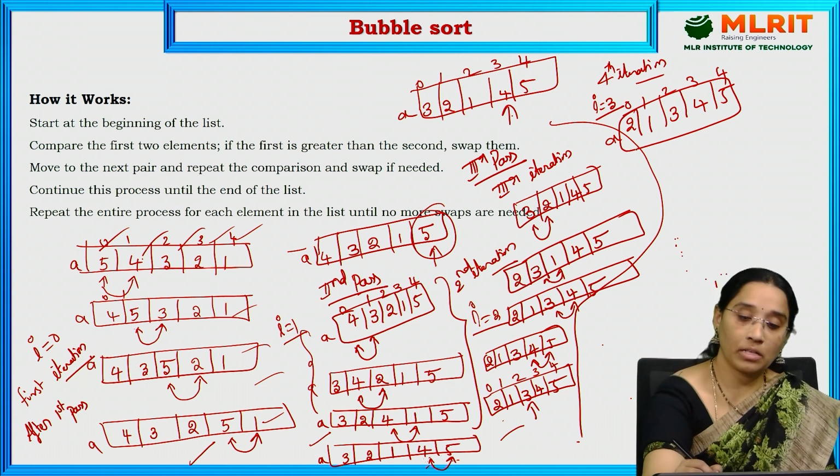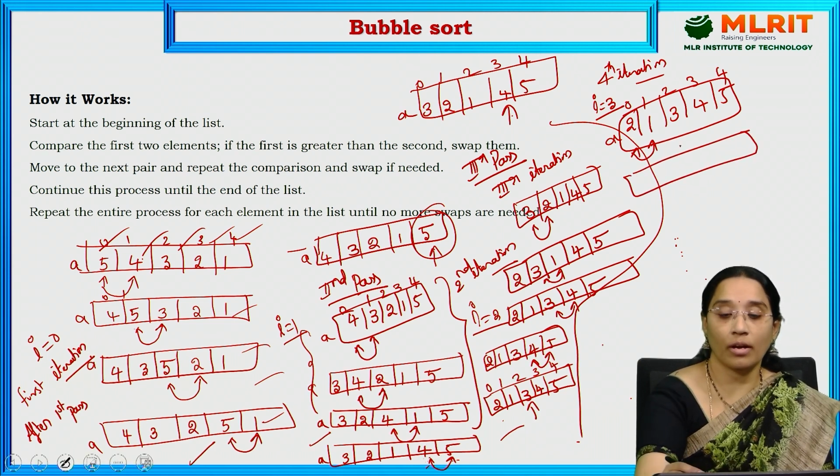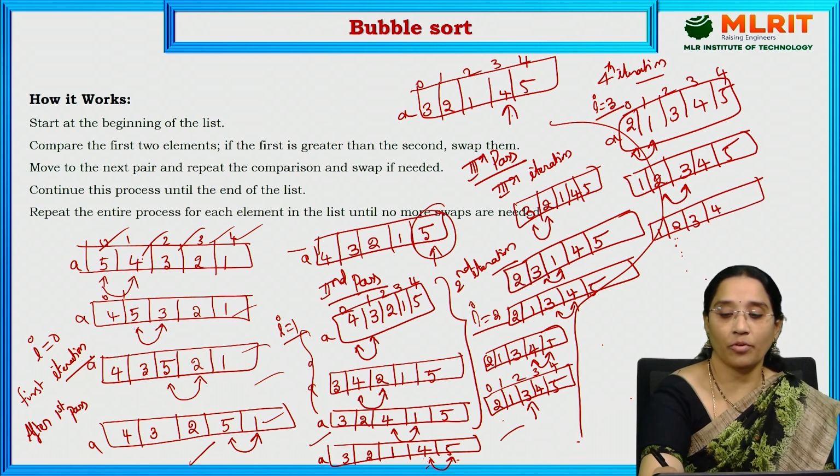So now again swapping. Comparison first, 2 is greater than 1. Yes, 1 is smaller than 2, so swapping is done. 1, 2, 3, 4 and 5. Next 2 is compared with 3. That is at its correct position. No swapping, but the list is 1, 2, 3, 4 and 5.